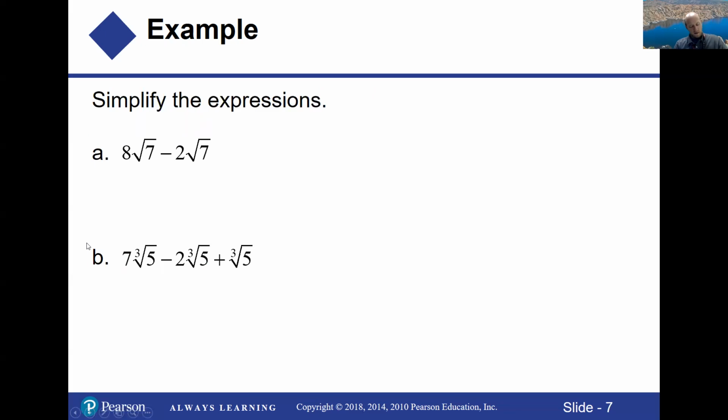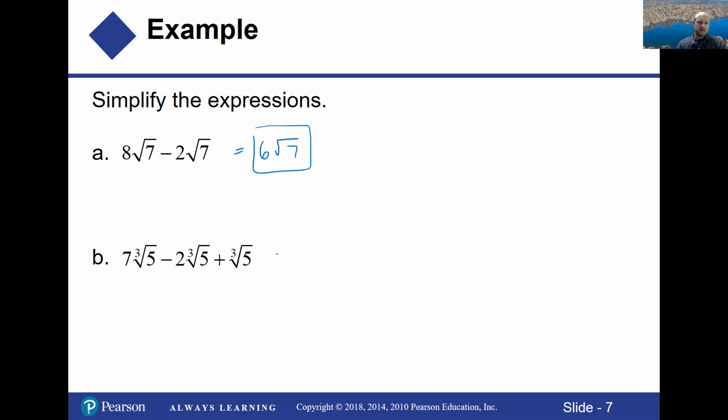All right, so we can also subtract, just like adding and subtracting like terms. I can always subtract like terms as well. So I could do the 8 minus 2 here, and then keep the square root of 7, and that's simplified.